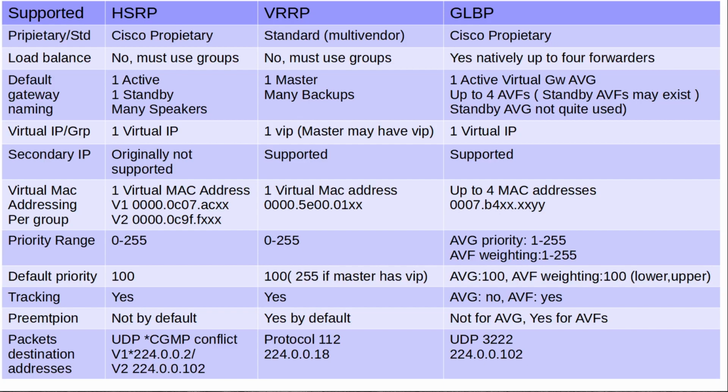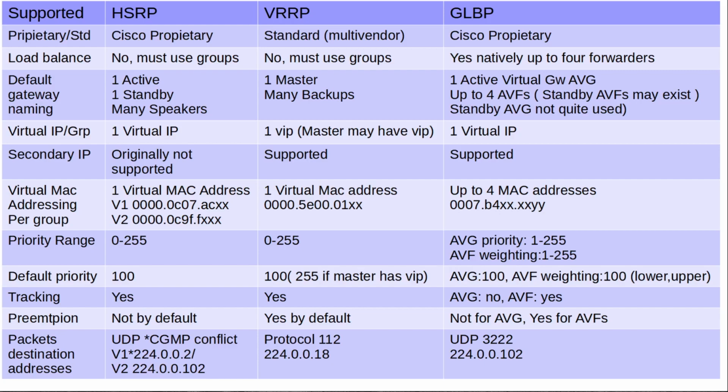Those are the priority range. Those are the 4 priorities. Remember that GLBP also has AVFs that have something that is pretty much like a priority that is known as weighting. You have a lower threshold weighting and an upper threshold weighting as well. Object tracking, you can use almost everywhere except for AVGs.